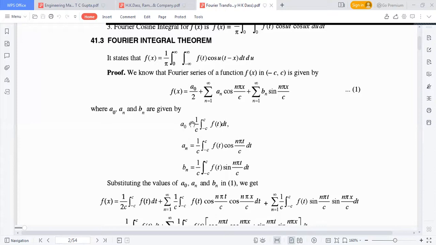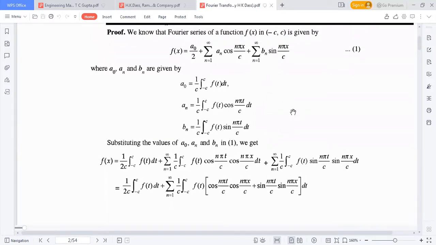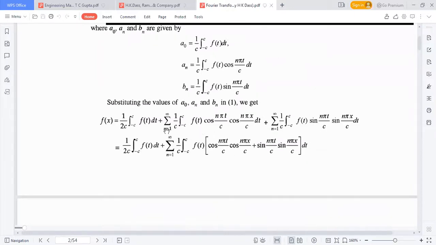a naught is the cos coefficient for n equals 0, a n is the cos coefficient for any value of n, and b n is the sine coefficient for any value of n. So, substituting these values of a naught, a n and b n in equation 1, in this Fourier series formula, we get this result.